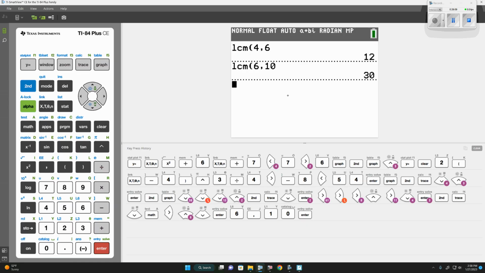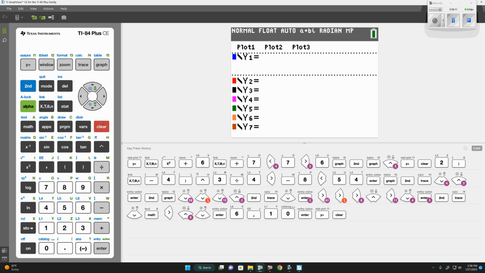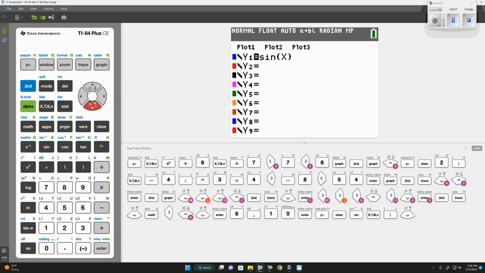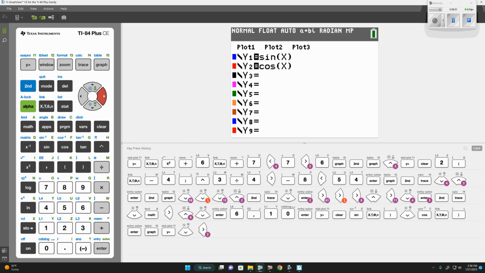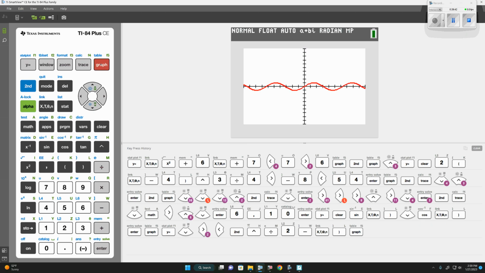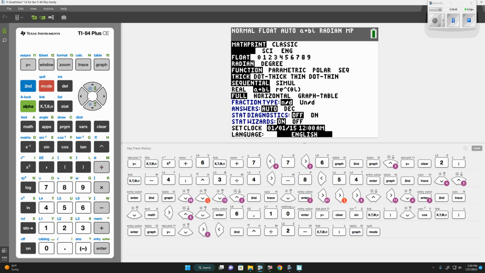Because I will show you this here, so clear, sine x, cosine x. And we can make those at our calculator, right? Yes. Mode, degrees.